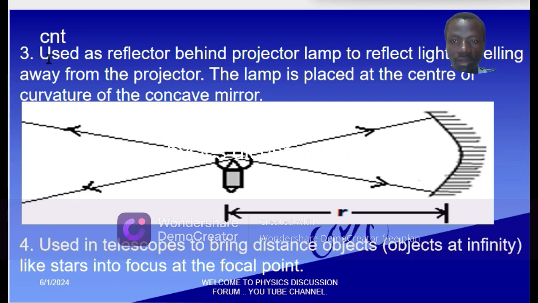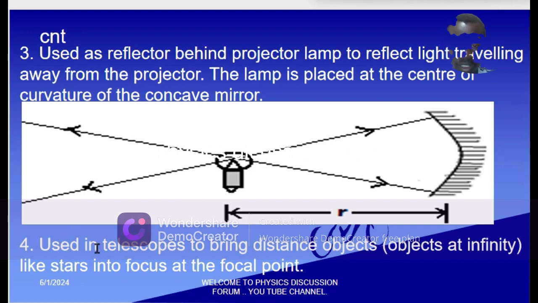The third application is as a reflector behind a projector lamp to reflect light traveling away from the projector. It reflects the light traveling away from the projector, as shown here. The lamp is placed at the center of the concave mirror.